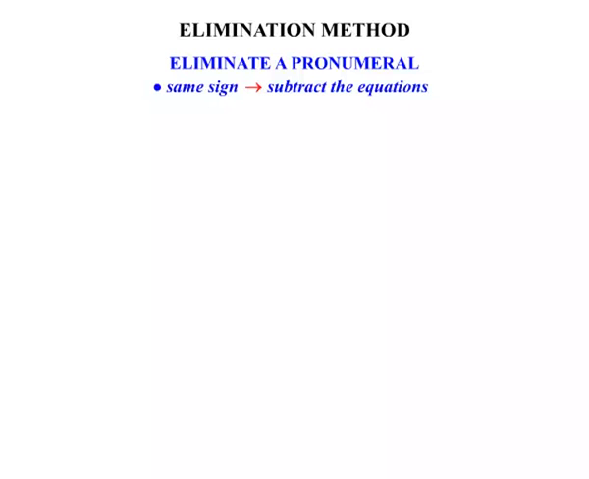Now in this lesson we continue our work on using the elimination method. Now we need to firstly eliminate a pronumeral. And once we've isolated that pronumeral to eliminate, if they have the same sign, we're going to subtract the equations. Different signs, we will add the equations.